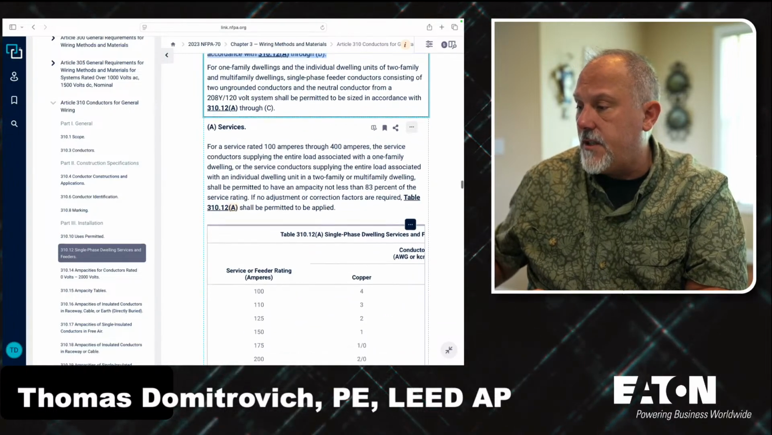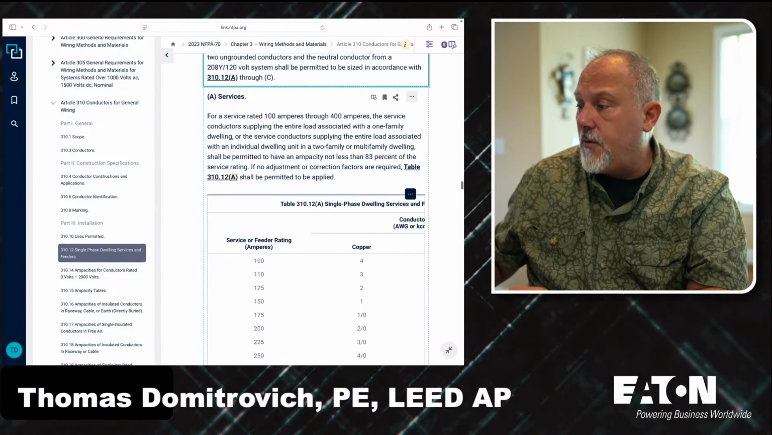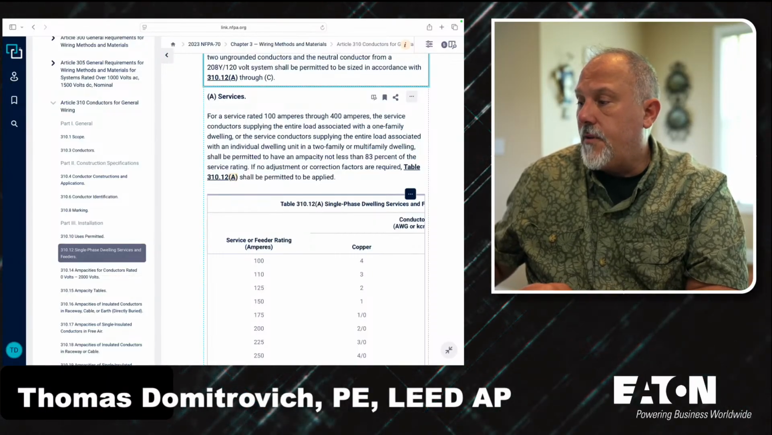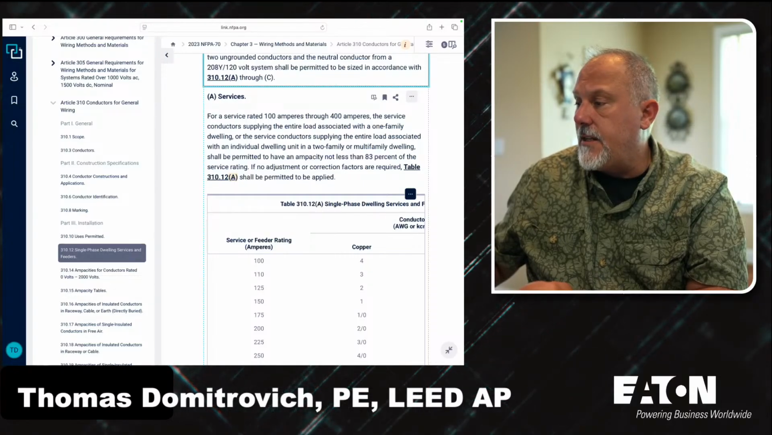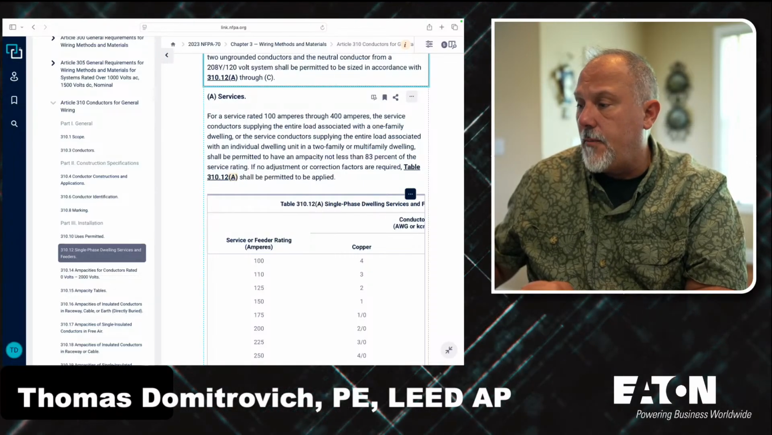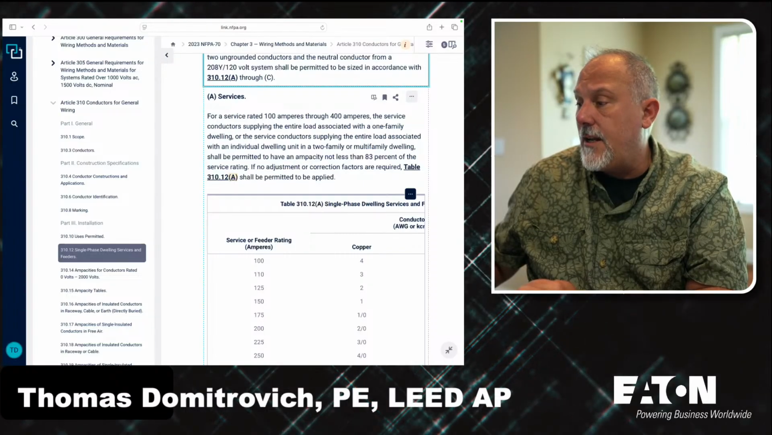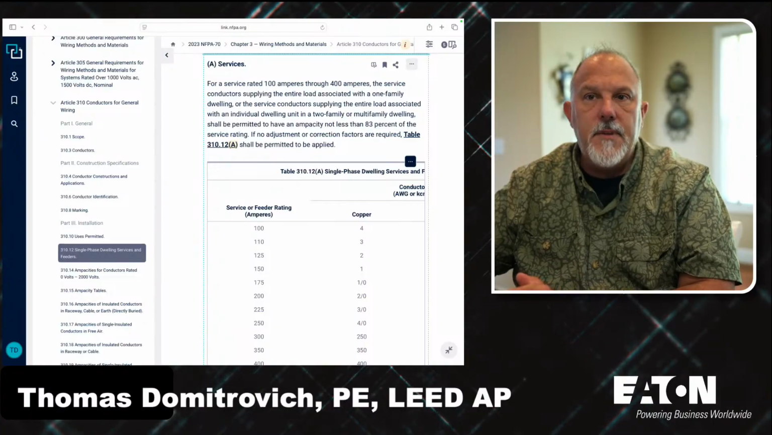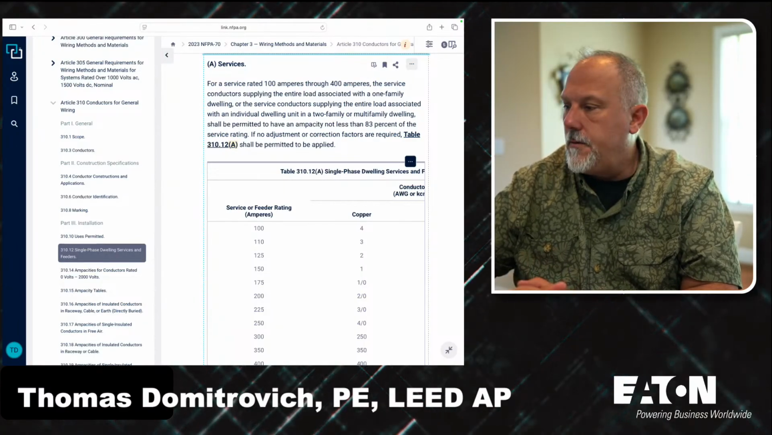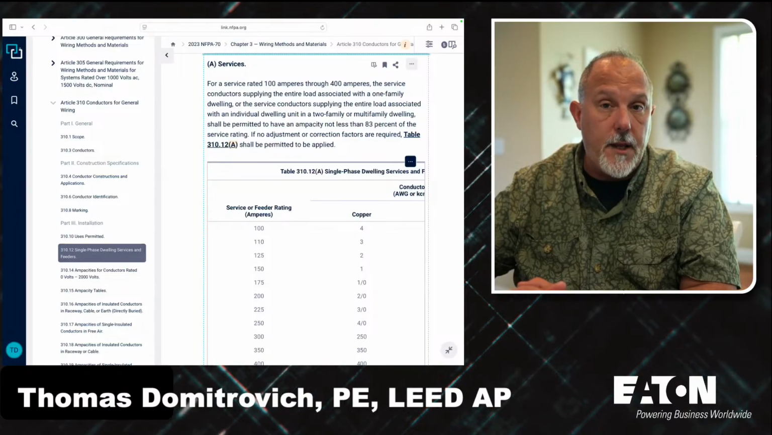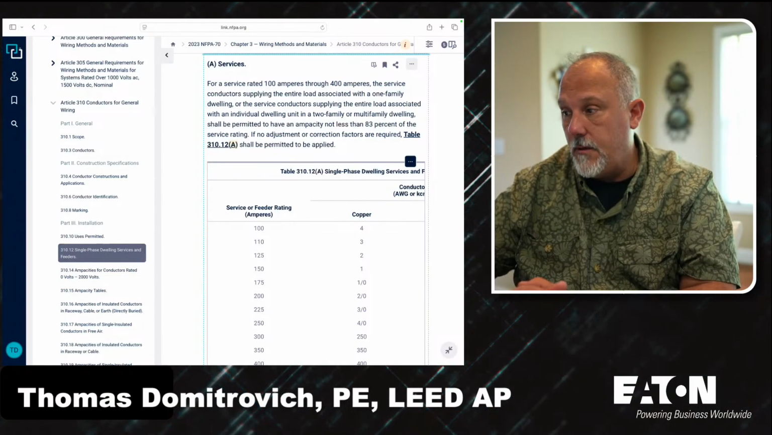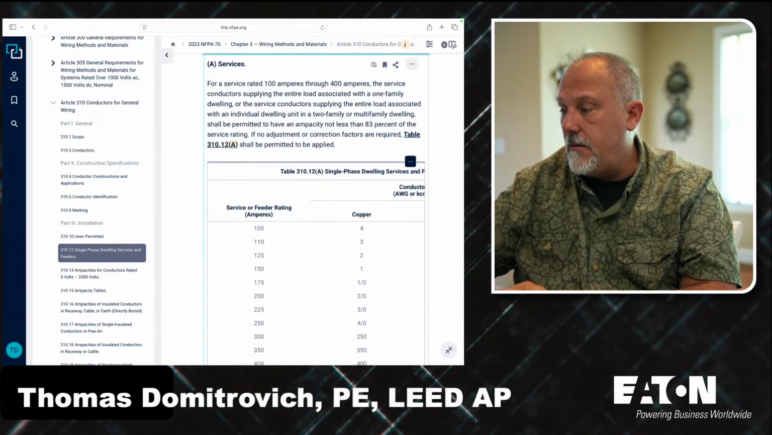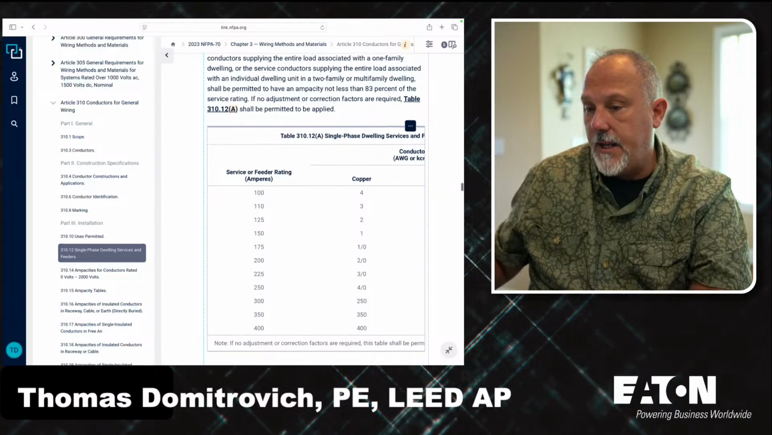So A is services. For services rated 100 amps through 400 amps, the service conductor supplying the entire load associated with the individual dwelling unit, and so on, shall be permitted to have an ampacity not less than 83% of the service rating. So that's a minimum ampacity rating. No different than what we do in 210 and 230 or 215, in my opinion. If no adjustment or correction factors are required, then you can use these conductors. I get it.